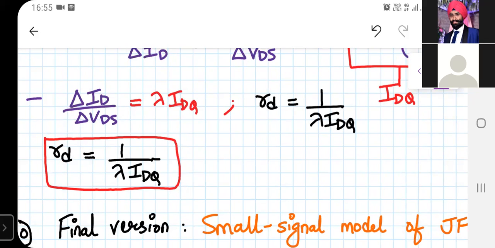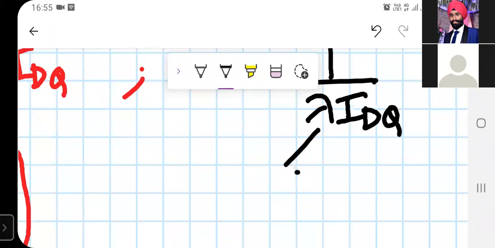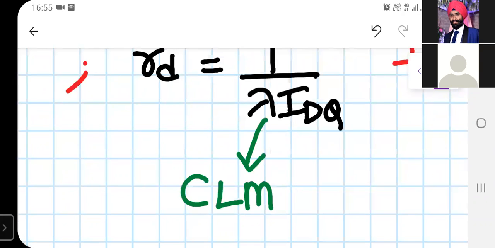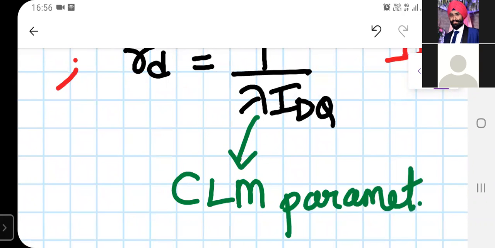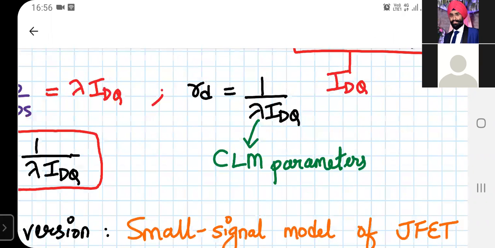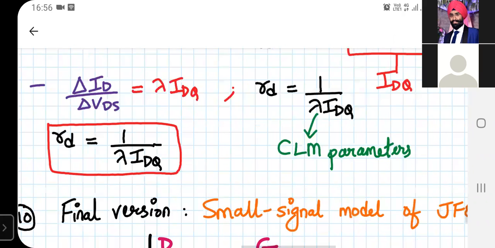This resistance occurs between the drain and the source terminal. Here lambda, I want to write it once, accounts for that increase in the current. So this is the channel length modulation parameter. Don't bother about it much. You will be studying this in detail a little later. Right now, I don't want to explore that. So RD formula is 1 divided by lambda into IDQ.